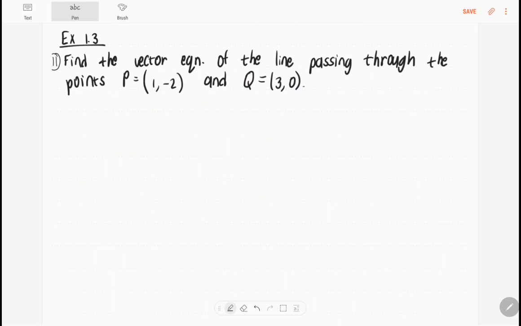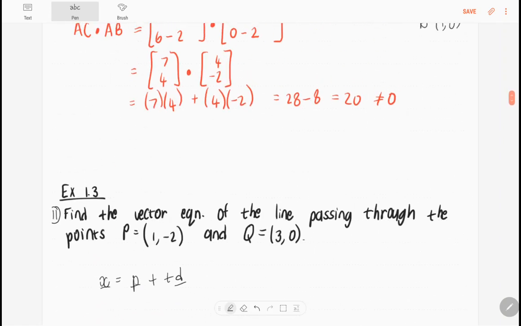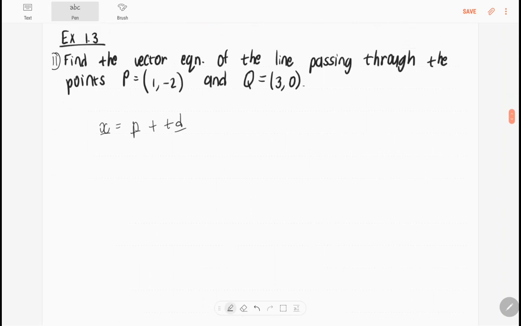The next problem is under section 1.3 and it's number 11. It says find the vector equation of the line passing through the points P and Q. So in order to find our vector equation, we need two things. We need a point on the line and we also need a direction vector, because the vector form looks like this: x equals P plus tD. Since P and Q are both on the line, we know that a vector going from P to Q or from Q to P will also be on the line.